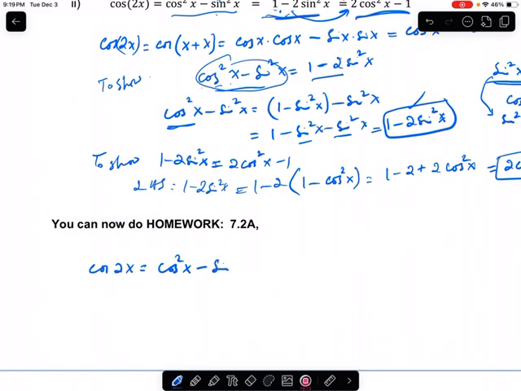minus sine square x. Note here, cosine square x plus sine square x is 1, the Pythagorean theorem, but cosine square x minus sine square x is cosine 2x. Or it can be written as 1 minus 2 sine square x, or 2 cosine square x minus 1. So cosine 2x has 3 forms. We could use any of these depending on our problem.